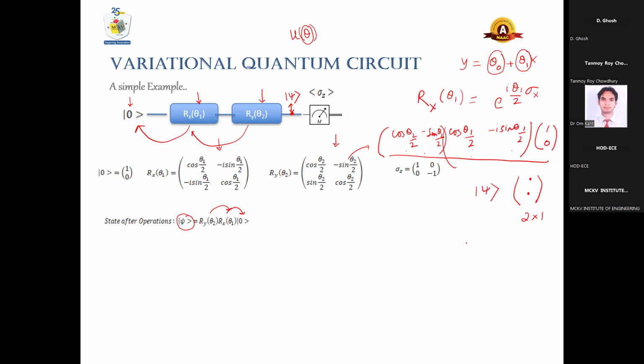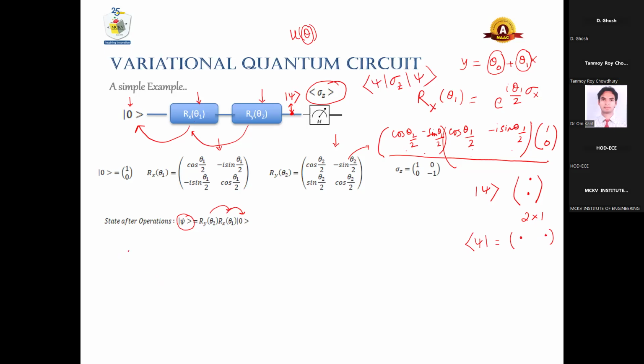So what is the dual of psi? That is the bra of psi. The bra of psi will be the complex conjugate of this, so it will be a 1 cross 2. What I want you to do is calculate the measurement. You calculate the expectation value of sigma z, that is, <psi| sigma z |psi>. This is what I want.